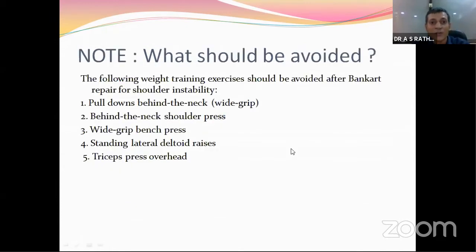At last, we have to consider what should be avoided during the rehabilitation protocol. We have to avoid pull downs behind the neck, wide grip. We have to avoid behind the neck shoulder press. We have to avoid wide grip bench press, standing lateral deltoid raises, and triceps press overload.